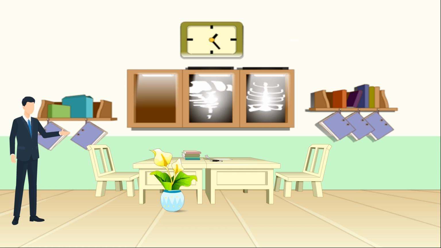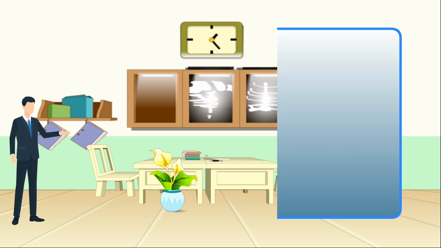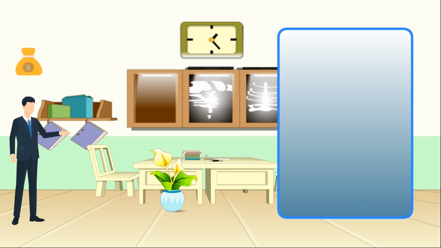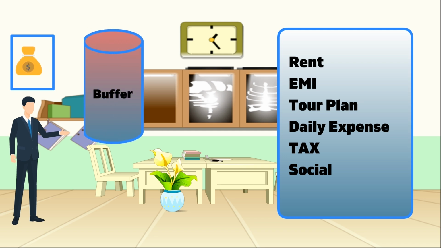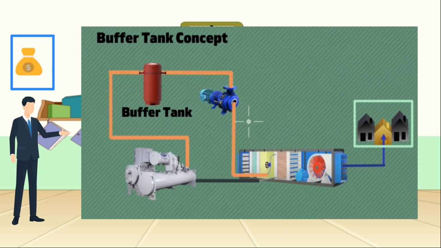Let's try to understand with a practical example. We all get salary every month. And what do we do? We spend our salary on rent, EMI, phone plan, daily expenses, tax, social responsibility, and whatever the required things are. So what do we do? We just keep some amount as a buffer so that in case of any emergency we can utilize that money. In an HVAC system, the buffer tank is used with the same philosophy and we will learn in detail further on.